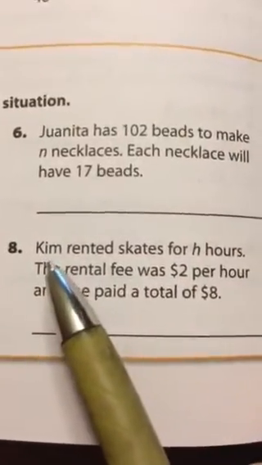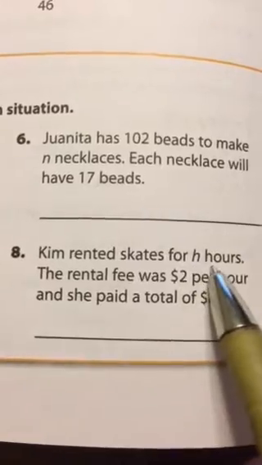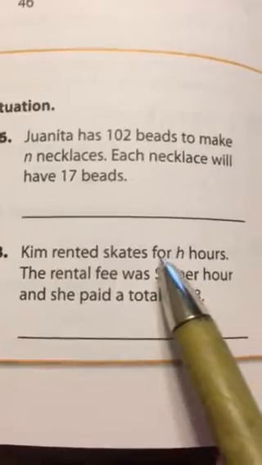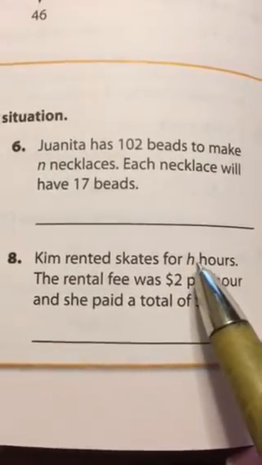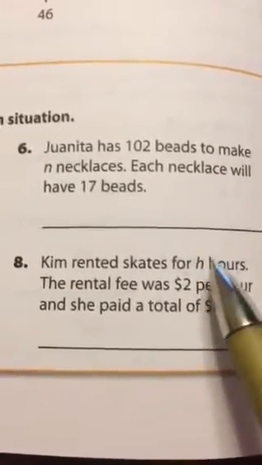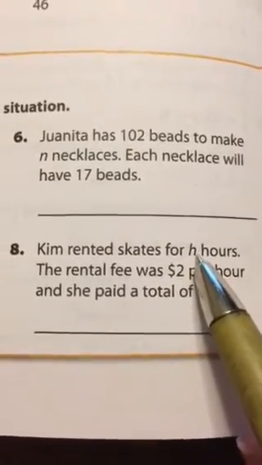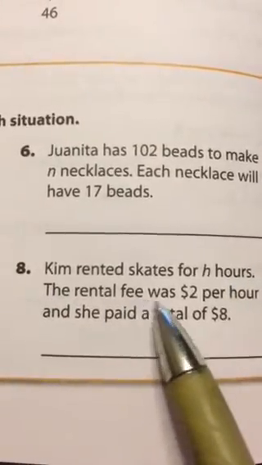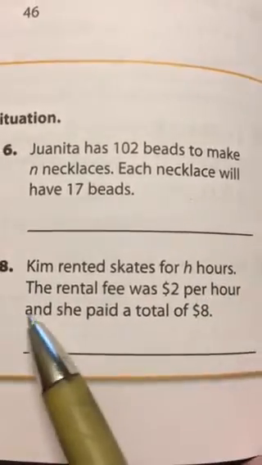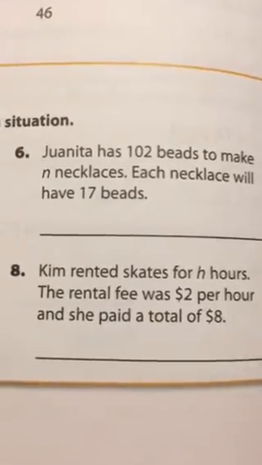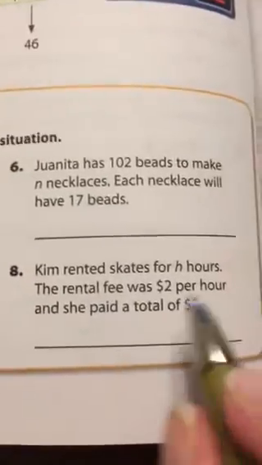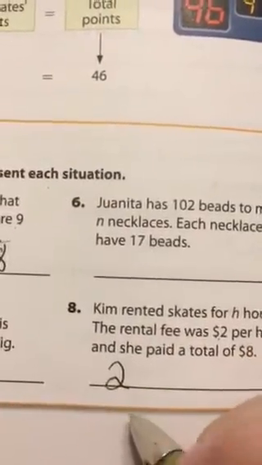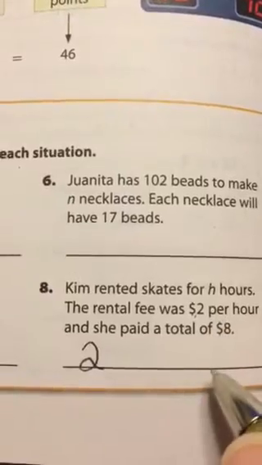Let's look at number 8. Kim rented skates for H hours. Now remember, we don't always have to have an X. You could have Y, H, A, B, C, D. Any letter of the alphabet can represent your variable. So Kim rented skates for H hours. The rental fee was $2 per hour, and she paid a total of $8. So it was $2 per hour. So I'm going to say 2 is going to represent how much per hour.